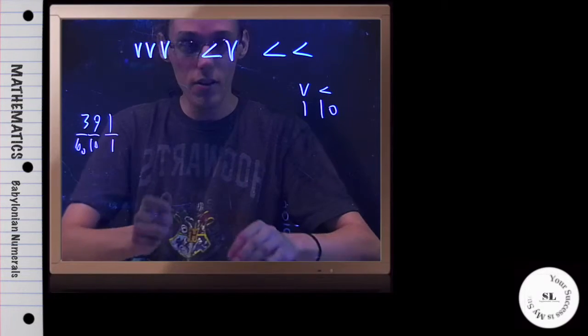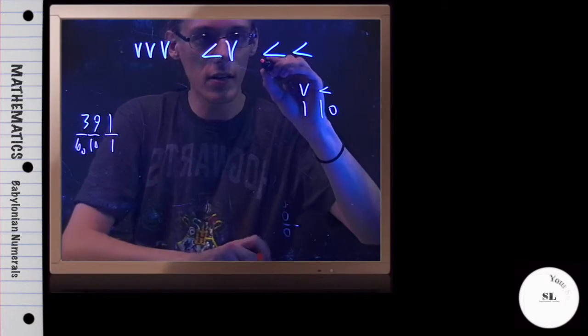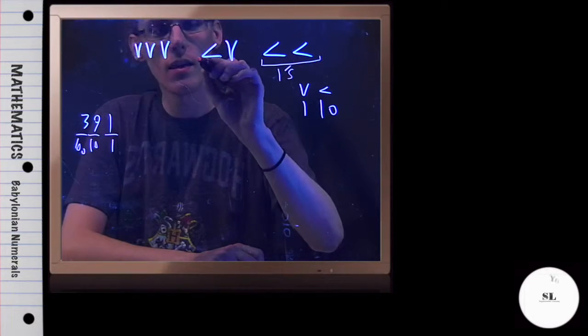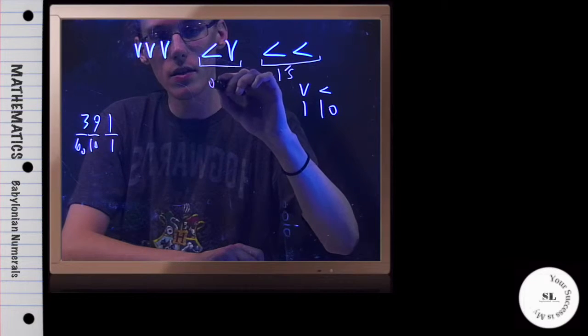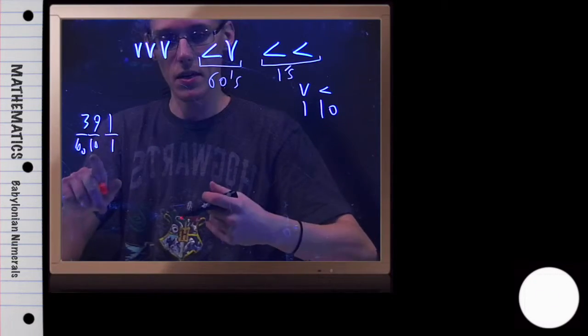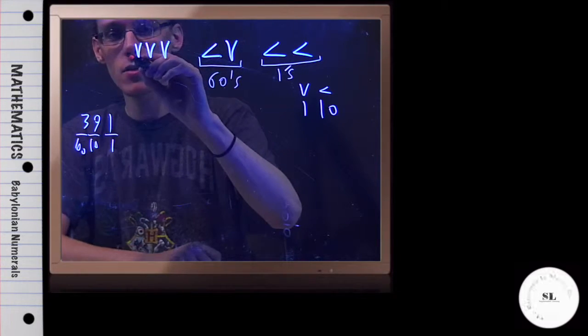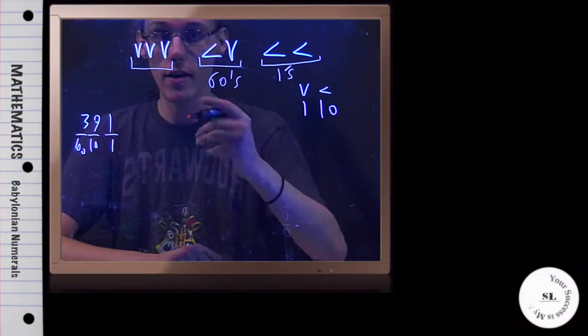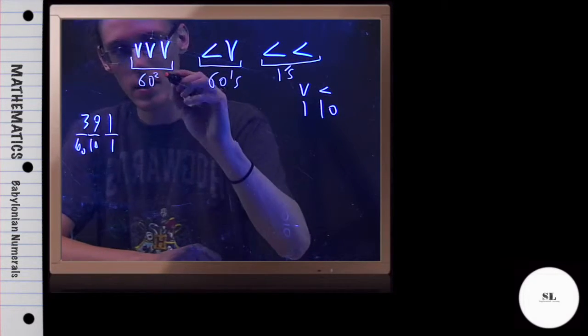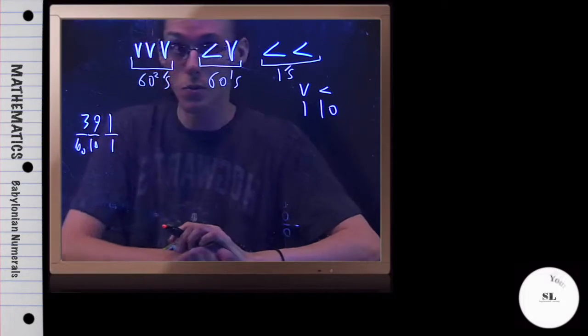So for the Babylonians, I'm going to make sure and identify that this right here is going to be the ones place. This right here is going to be the 60s place. Why? Because it's base 60 instead of base 10. And then the next place is going to be 60 squared. So I'm just increasing by powers as I go from right to left. This is the 60 squareds place.